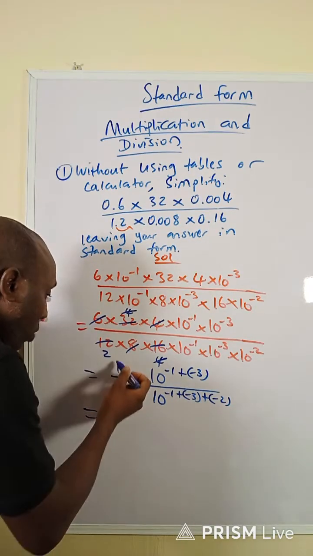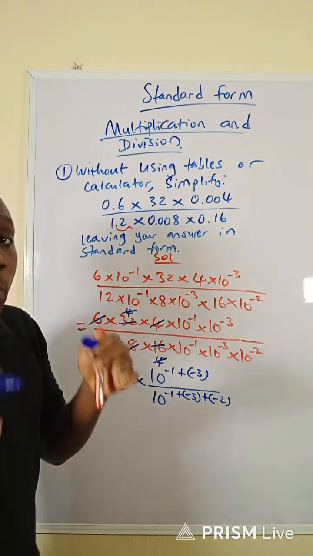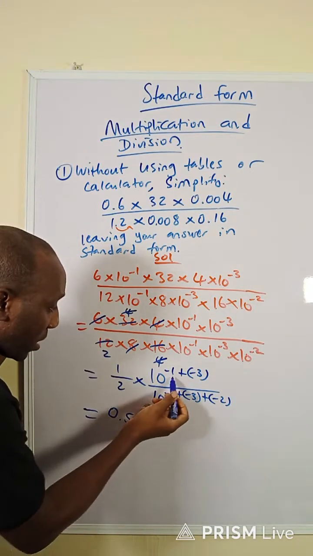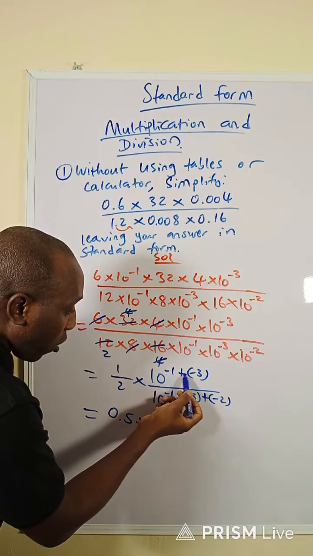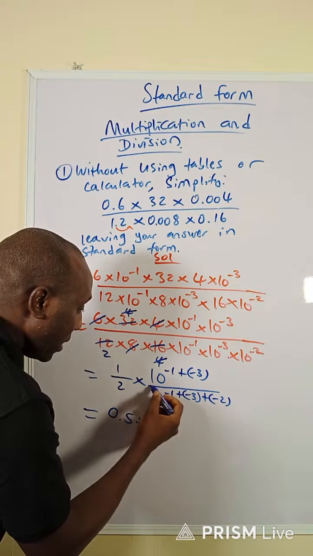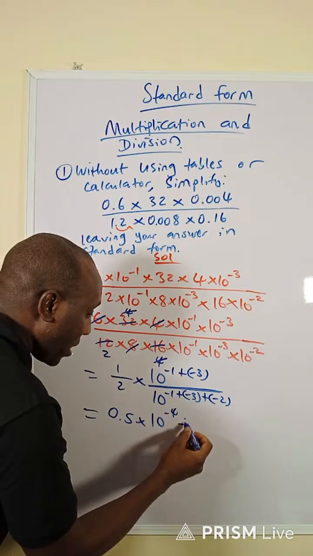So this is very easy. What is 1 over 2? That's 0.5. Let's just write it like that. So 0.5 times 10 raised to the power of, see this now, minus 1 plus minus is minus. So minus 1 minus 3 is what? Minus 4. Write it like this.